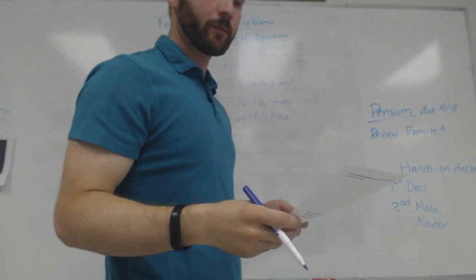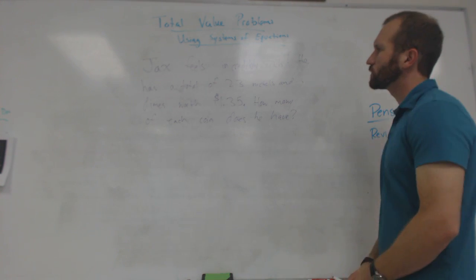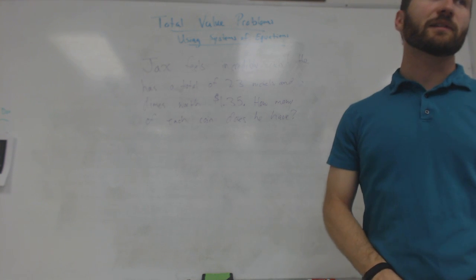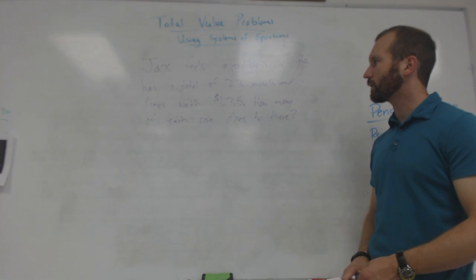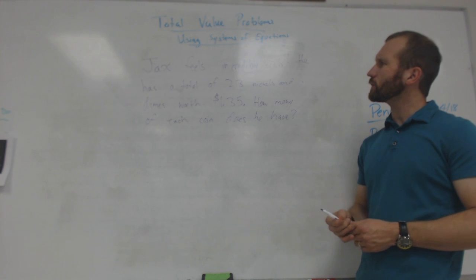Okay, you can use a calculator to help you solve it. Jax was incredibly rich. He has a total of 23 nickels and dimes worth $1.35. Could probably buy like a candy bar. How many of each coin does he have? What's our first equation going to be?